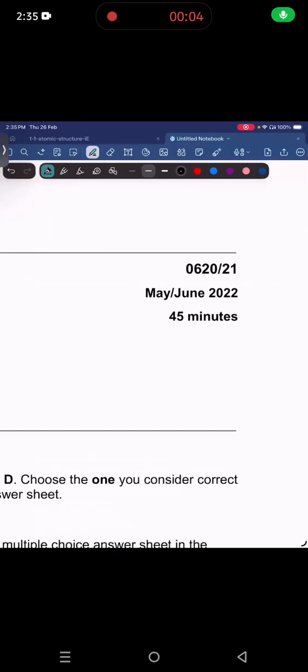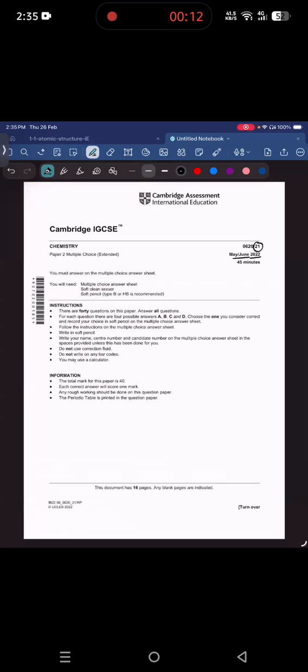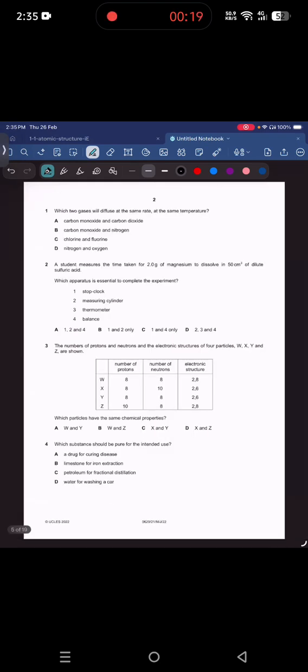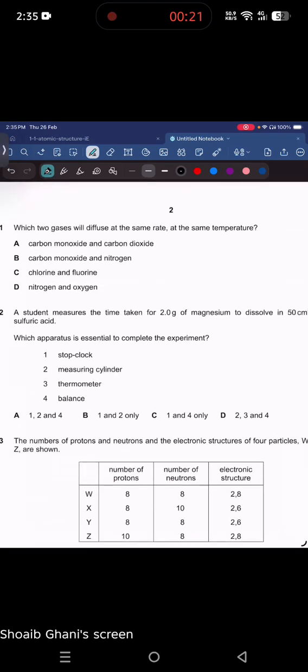The past paper year is 2022 May June series, and the variant is 21. You have about 45 minutes to solve this past paper according to the Cambridge IGCSE. So let's start with question number 1.